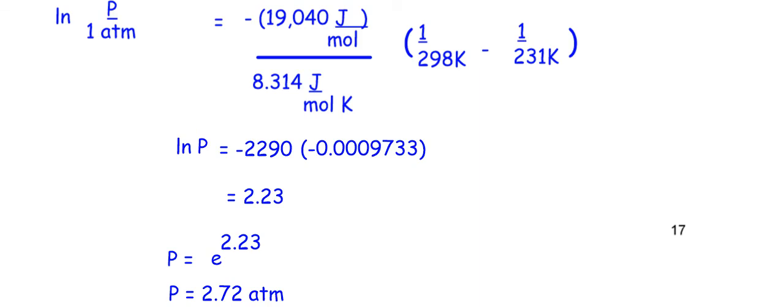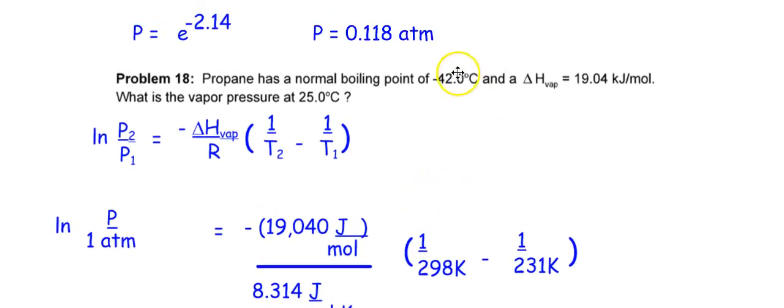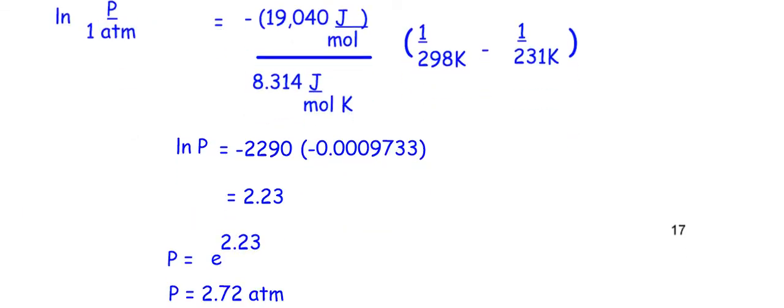Does that number make sense? I don't know, does it? I hope so, because we know from its normal boiling point, it's 1 atm at negative 42. So what happened? We increased the temperature by a lot, didn't we? And so I would expect to have more pressure. It's not because I have more molecules, it's because they're all going very fast, and so they're going to have more collisions, so I'm going to have more vapor pressure. So I really hope that all makes sense.